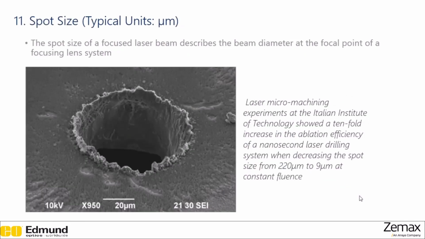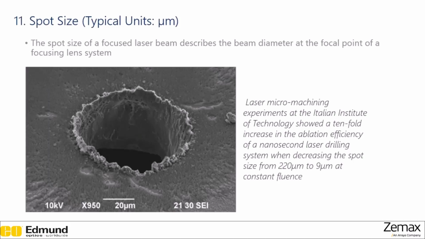The spot size of a focused laser beam describes the beam diameter at the focal point of a focusing lens system. When you're focusing the laser beam, there's a lot of reasons you may want to do this, and one of them is you can do things like micromachining. If you purposefully have a material that the laser will damage, you can mill small holes.